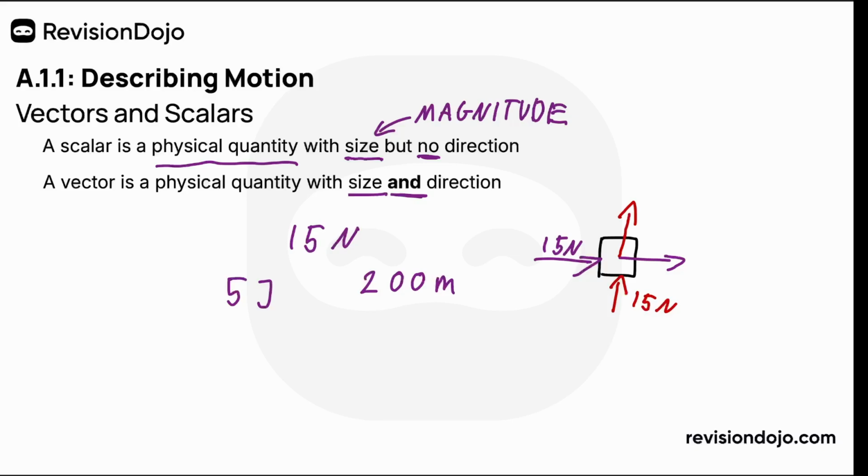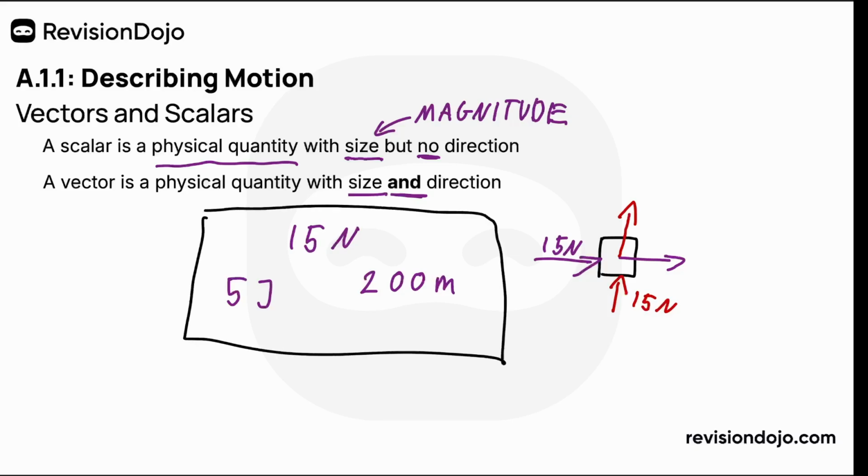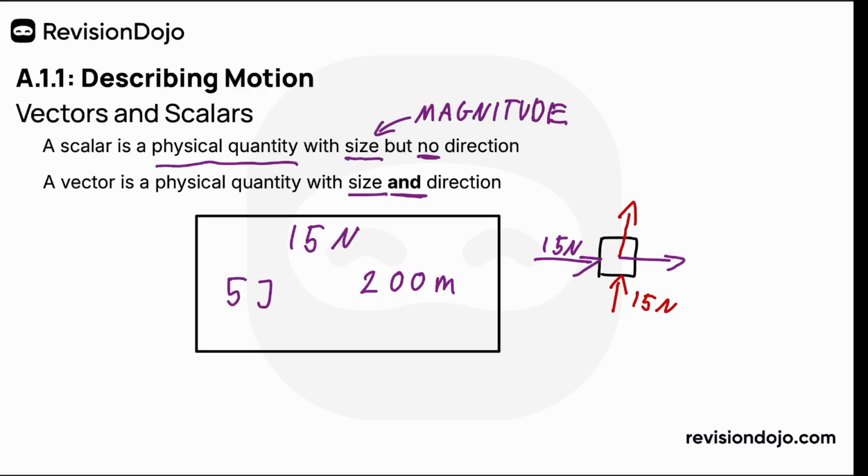Here, take a look at the quantities we wrote down here. Which ones do you think are vectors and which ones are scalars? Of course, you already have an answer. Right here, 15 newtons is a force, because newtons is the unit of force. Therefore, it must be a vector. What about the other two ones? 5 joules is an energy, or it can also be work. 200 meters is a distance or displacement.